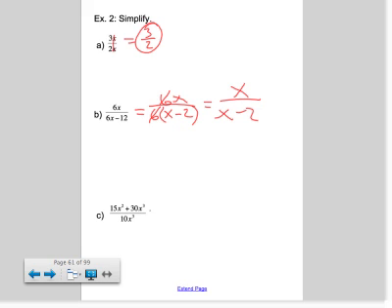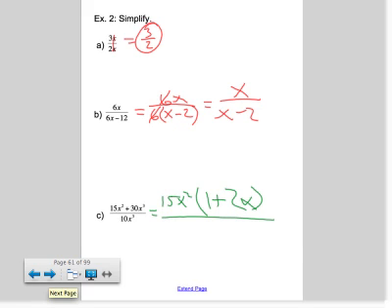So part C, I look at the top, I look at both terms, I see I can for sure bring out a 15. And I can also bring out an x squared. And so the first term I have 1 plus, the second term is going to be 2x over 10x to the third.